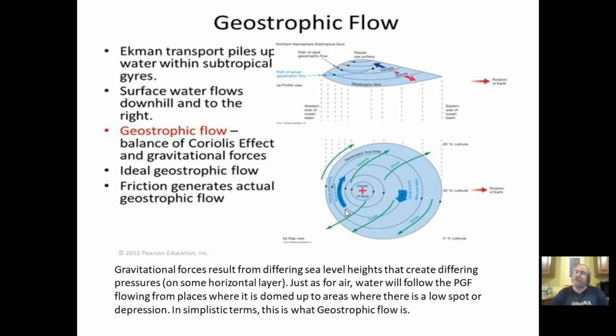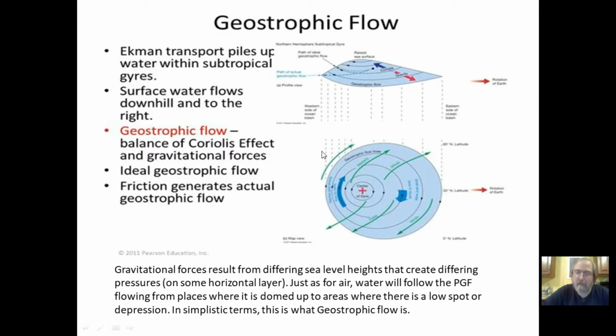All right, here we go. Geostrophic flow. Excuse me. Ekman transport piles up water within subtropical gyres. Surface water flows downhill and to the right in the northern hemisphere, to the left in the southern hemisphere. That's what I was just talking about. It flows down the pressure gradient. In addition to whatever downwells, some will flow down the horizontal pressure gradient. The geostrophic flow is the balance of the Coriolis effect and gravitational forces. Friction generates the actual geostrophic flow.